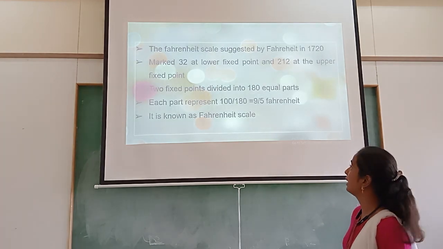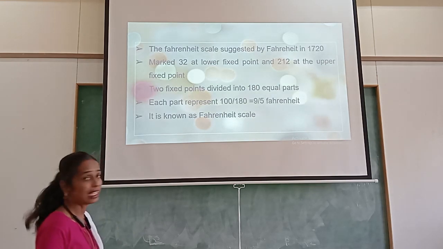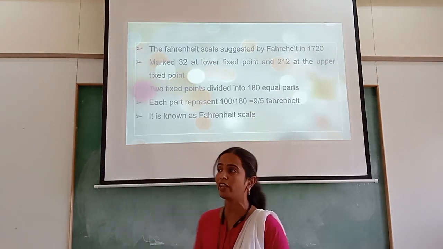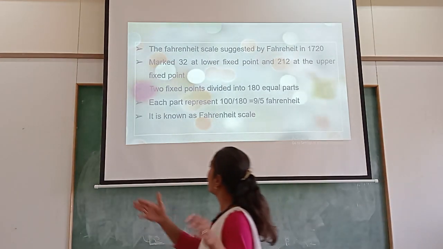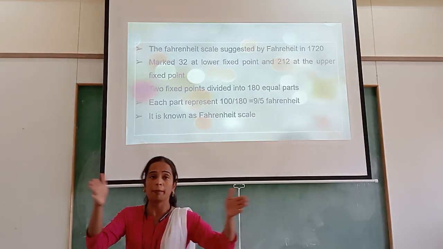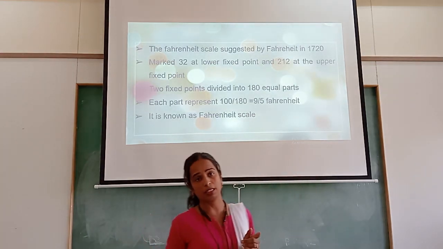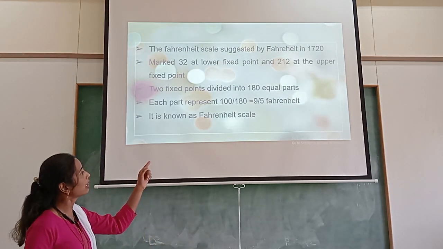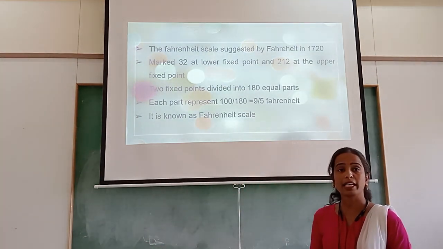Then next is the Fahrenheit scale. The Fahrenheit scale was suggested by the scientist Fahrenheit in 1720. He marked 32 as the lower fixed point and 212 as the upper fixed point, and divided the space between these two fixed points into 180 equal parts. Each part, or the least count of the Fahrenheit scale, is 9 by 5 Fahrenheit. This is known as the Fahrenheit scale.